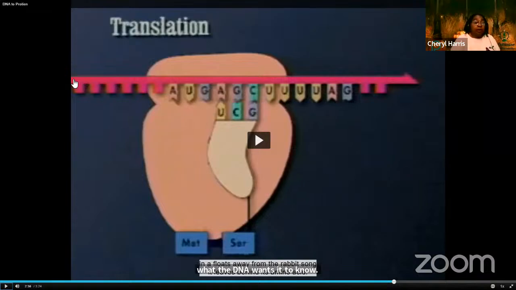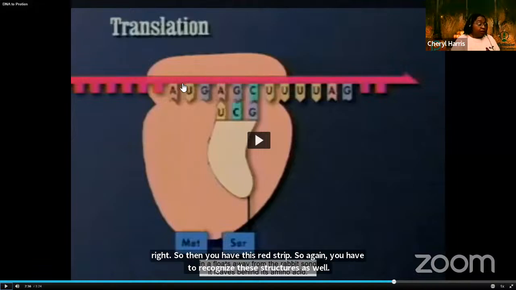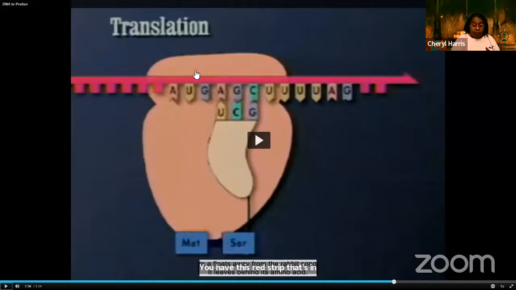All right, so then you have this red strip. So again, you have to recognize these structures as well. So this big blob looking thing represents the ribosome. And then what she said too is each cell has millions of these. So this factory operation is going on all over the cell. And you're constantly making new proteins for healing and building and things of that nature.